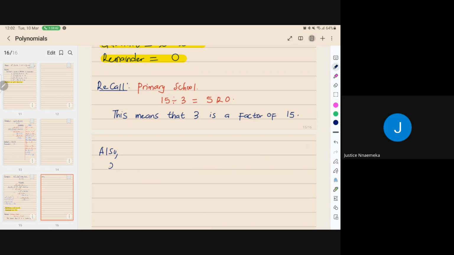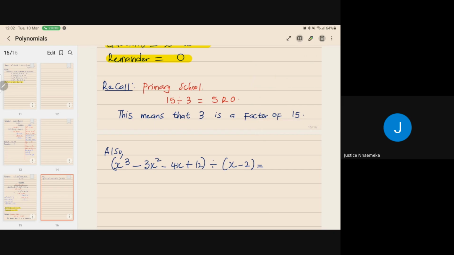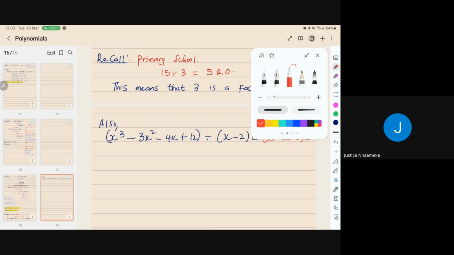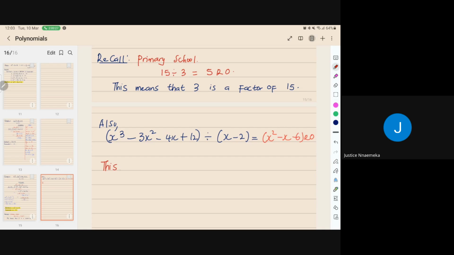Also, it means that x cubed minus 3x squared minus 4x plus 12 divided by, let me put this in brackets, x minus 2, is equal to what? What was our answer? It is equal to x squared minus x minus 6, remainder 0. So what does that mean? This means that it is a factor. Yes, this means that x squared minus x minus 6 is a factor of x cubed minus 3x squared minus 4x plus 12.